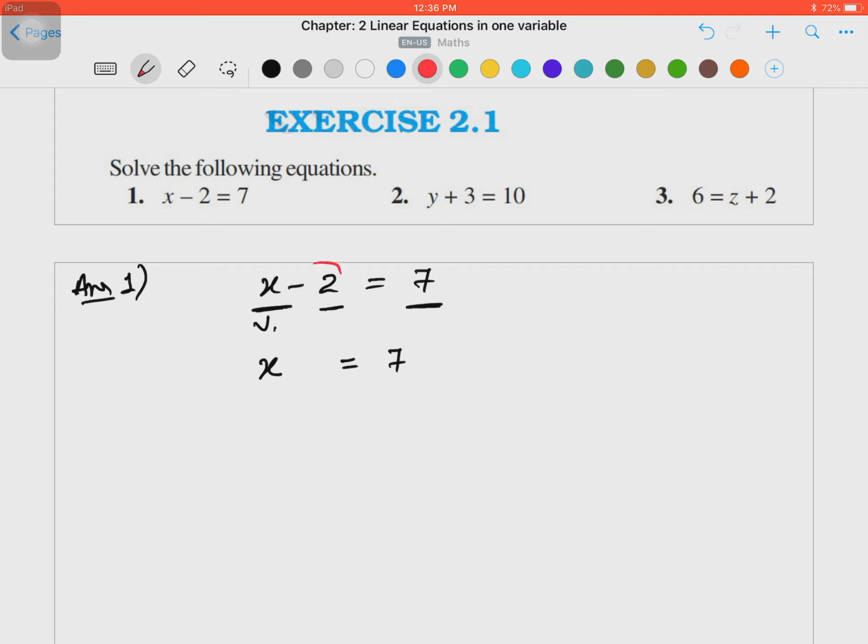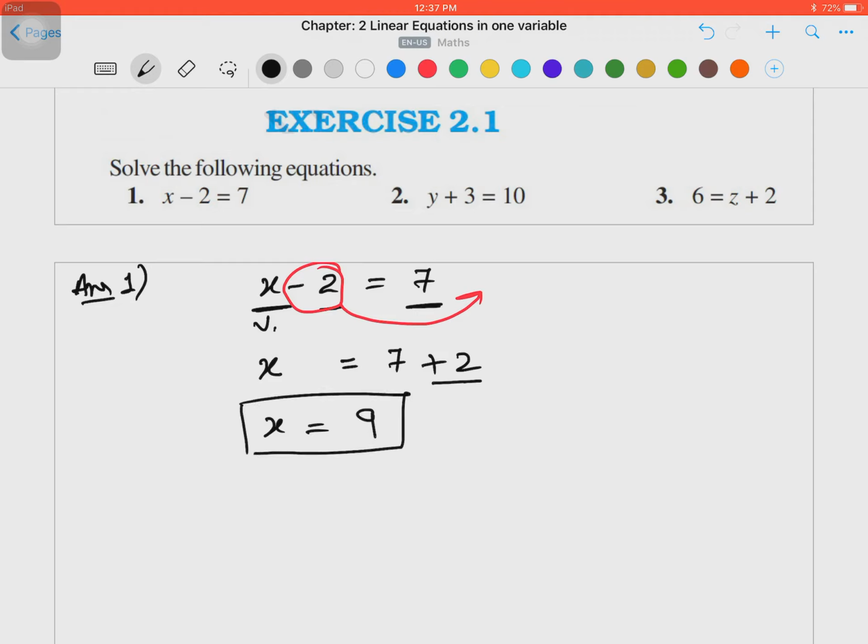We'll shift this minus 2 onto the other side of the equality sign. This minus 2 will become plus 2, because whenever we shift a number from one side of the equality to the other side of the equality sign, its sign will be reversed from plus to minus or minus to plus. Similarly, from multiplication to division or division to multiplication. So in this case, as this was a minus 2, this minus 2 will become plus 2 here. So this x will be equal to 7 plus 2, which is 9. So that's the answer of this equation.